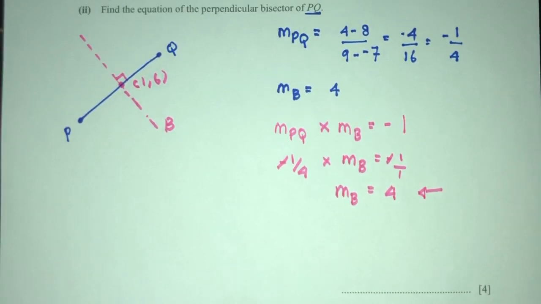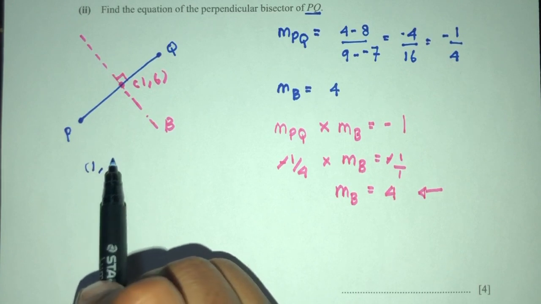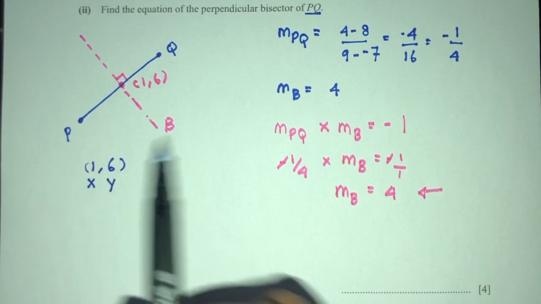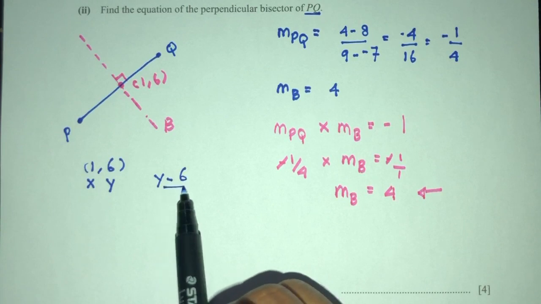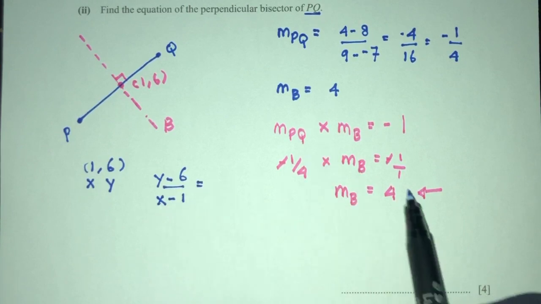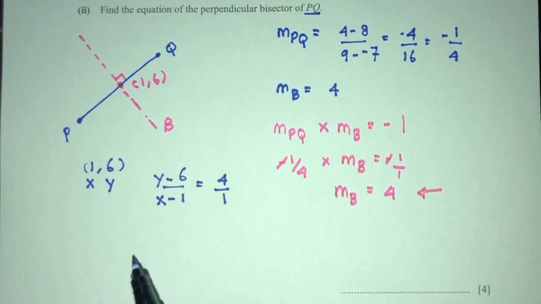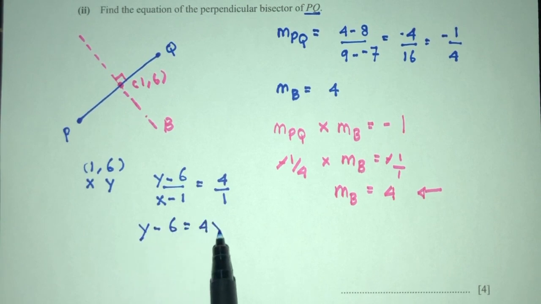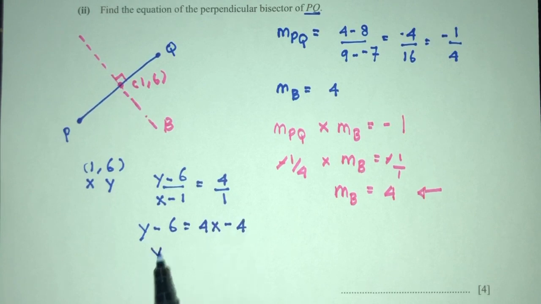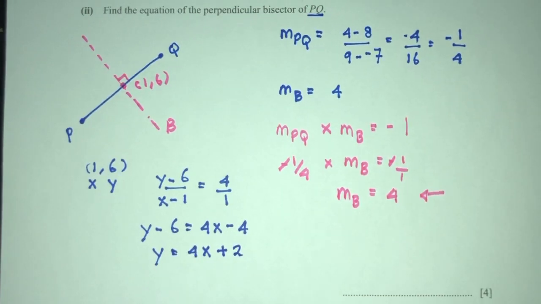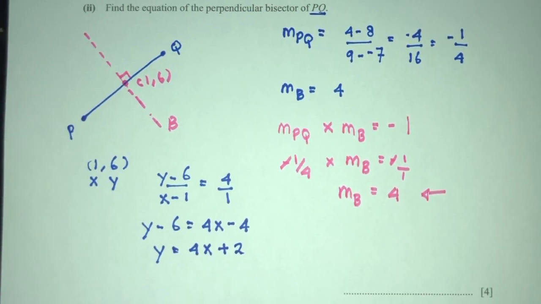Now, we have to use the passing point, which is 1, 6. This is my x value, my y value, so y minus 6 over x minus 1 has to be equal to the gradient. So now we cross multiply again. This is just a way that I use to find the equation. If you have other methods, you can always use those as well. Y is equal to, for this, plus 2. So that will be your question number 8 done for part 2.